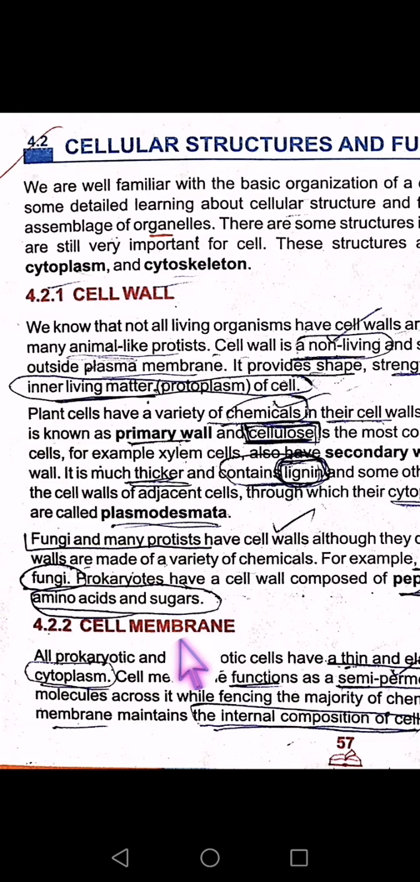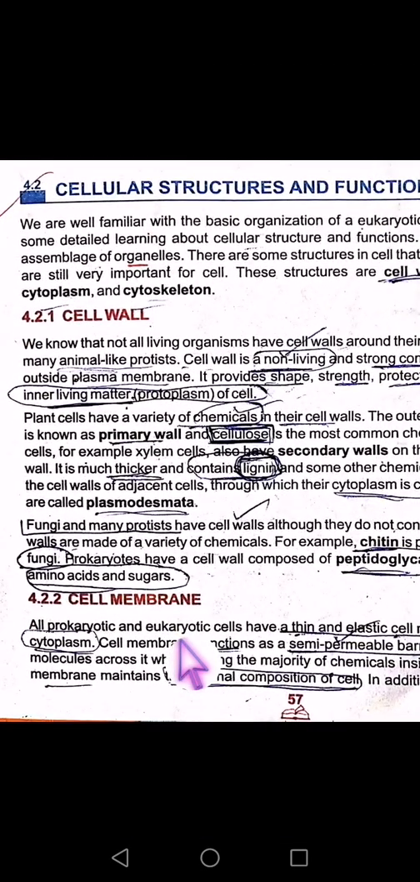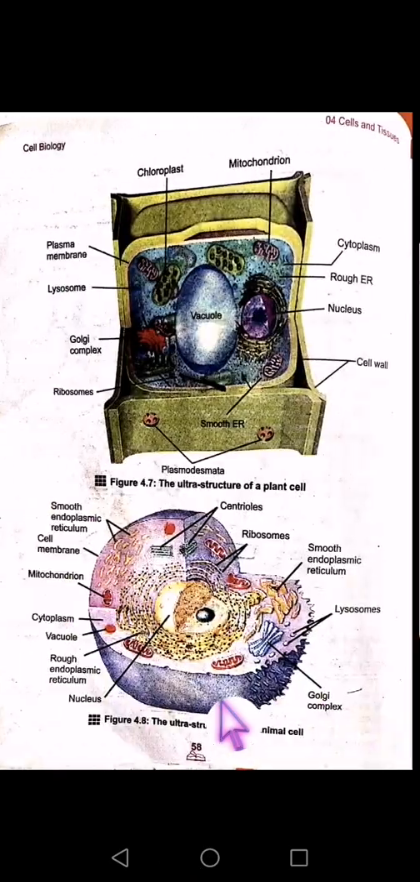As you know, it is present in all living organisms, even in plants and animals. It is a thin, elastic covering of the cytoplasm. Its function is to act as a semi-permeable barrier. It allows some molecules to pass, to diffuse and to move out, and doesn't allow other molecules. What it is actually doing is maintaining the internal composition of the cell.